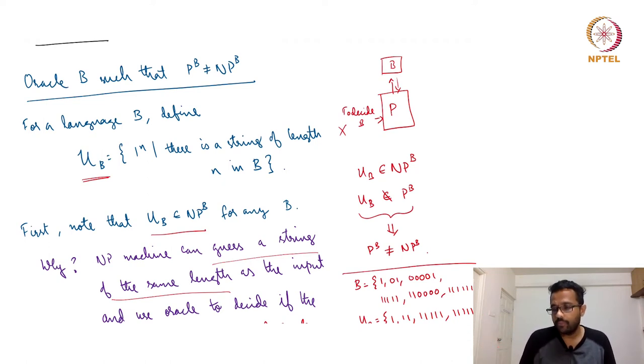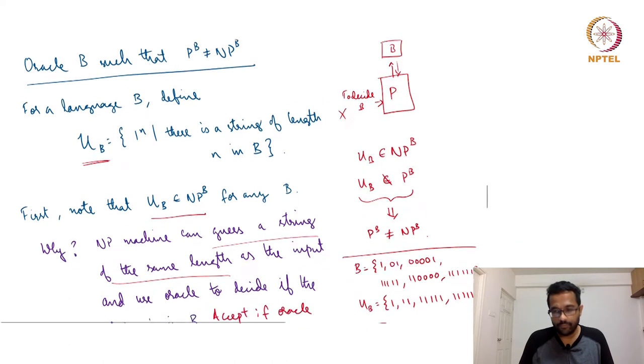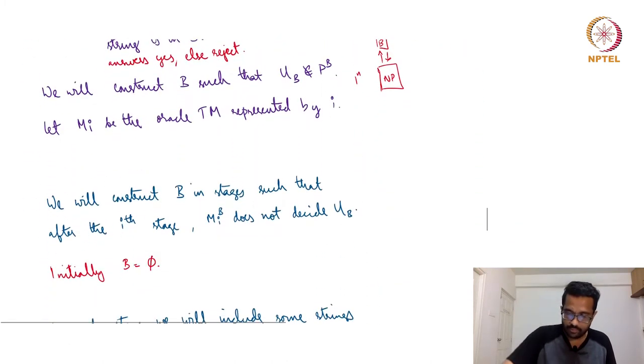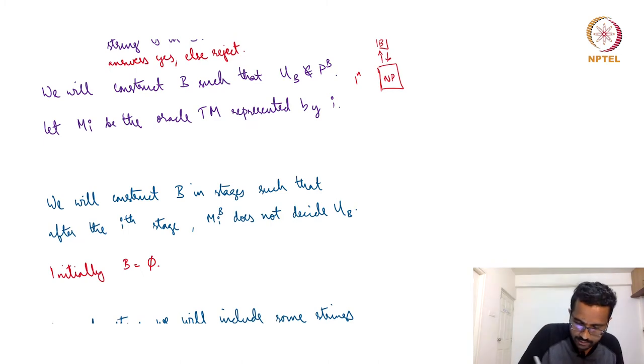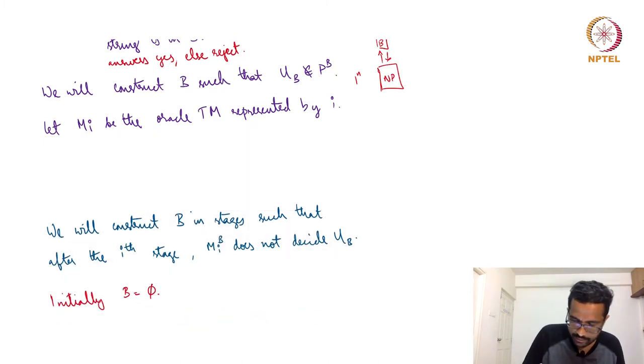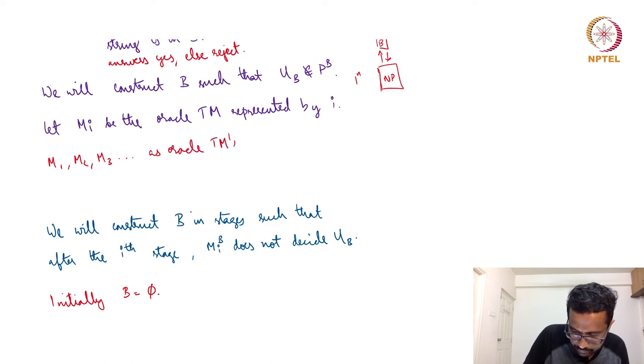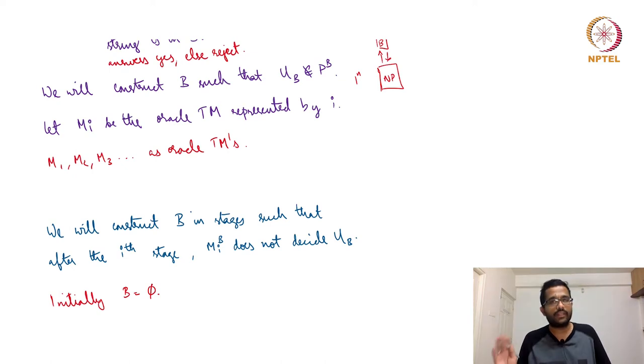So what we will do is, let's consider M1, M2, M3, etc. as oracle Turing machines, right? So these are all different oracle Turing machines. It's a countable set, so you can list them all down. And what we will do is, we will construct B in stages. We will construct the language B in stages.